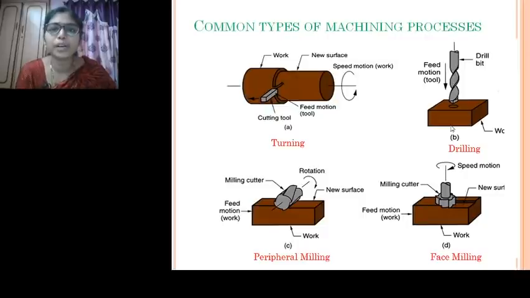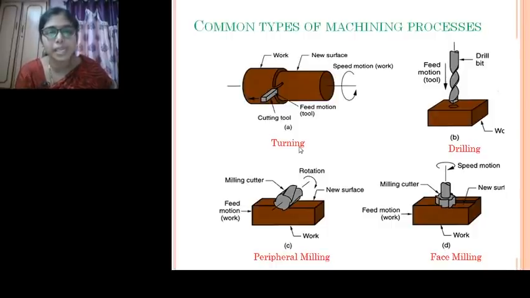So now, if you take the common types of machining process, in this we have the turning process, where from a cylindrical rod, if you want to remove the material, we will be using a turning process by using a single point cutting tool. If we do the process by using a single point cutting tool, then it is called a turning operation. Now we'll be discussing this turning operation in much detail in the coming slides.